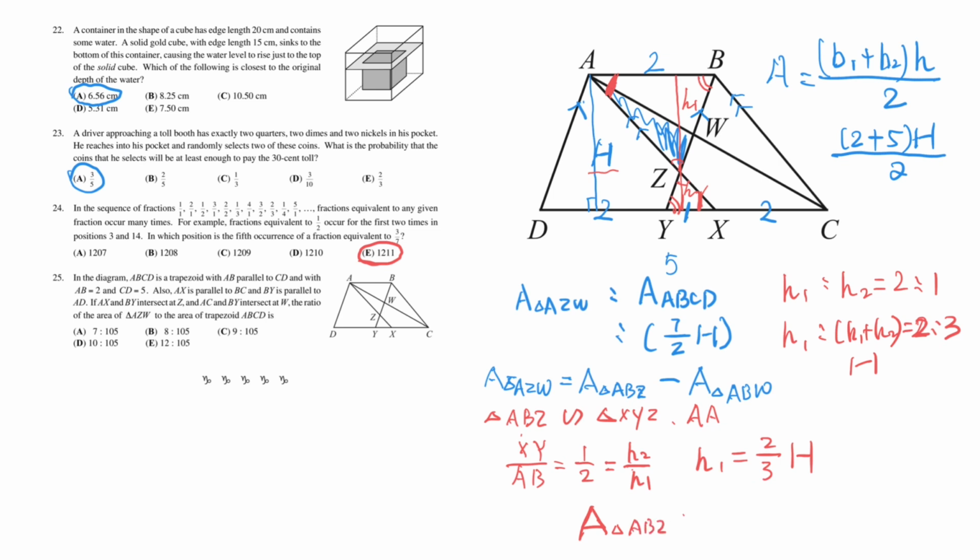And the area of triangle ABZ is 1 over 2, base that's 2, height that's 2/3 of the height. Cancel 2, that's 2/3 of H. That's the area of ABZ. Now, similarly, we can find the area of ABW.